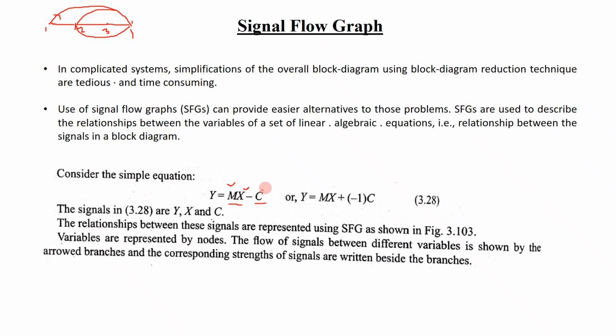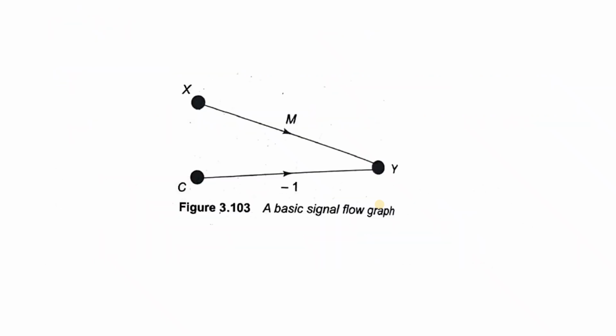So m is a signal, x is a signal and c is also a signal. Sorry, y is a signal. M is a constant, you can say. So y equals mx minus c is nothing but y equals mx plus minus 1 into c.